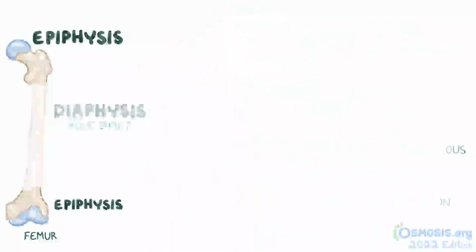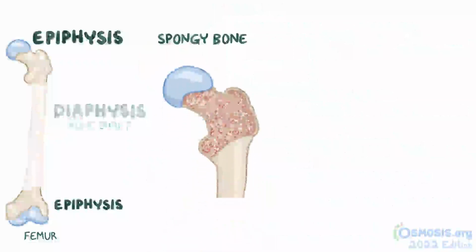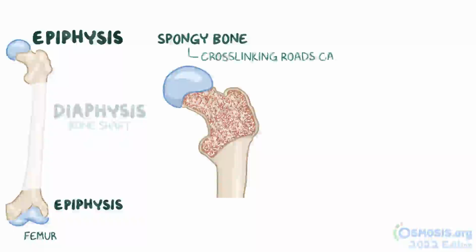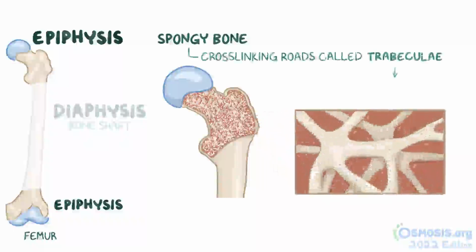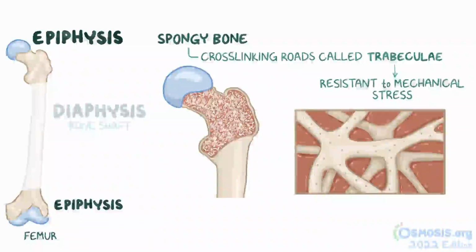Now, the epiphysis is made of a lot of spongy bone, and when you look closer at the spongy bone, it's made of cross-linking tiny roads called trabeculae, which make your bones resistant to mechanical stress so that they can bear weights without caving in. And just like the medullary cavity, the spaces in the spongy bone of the epiphysis are occupied by bone marrow.